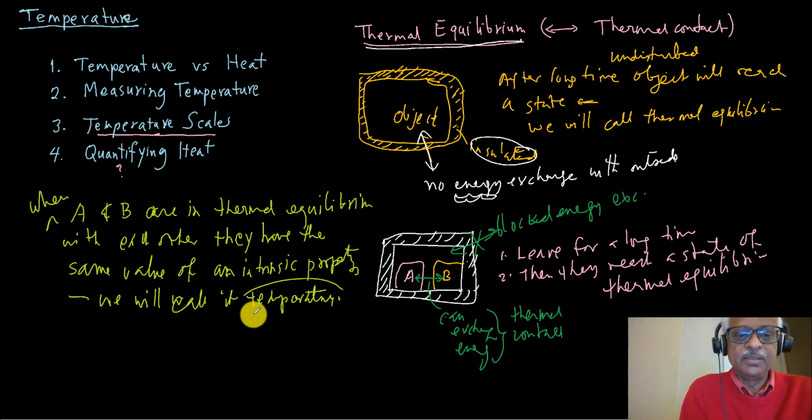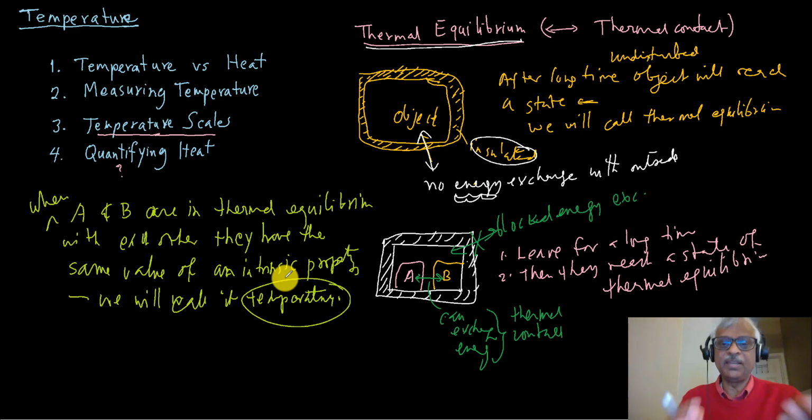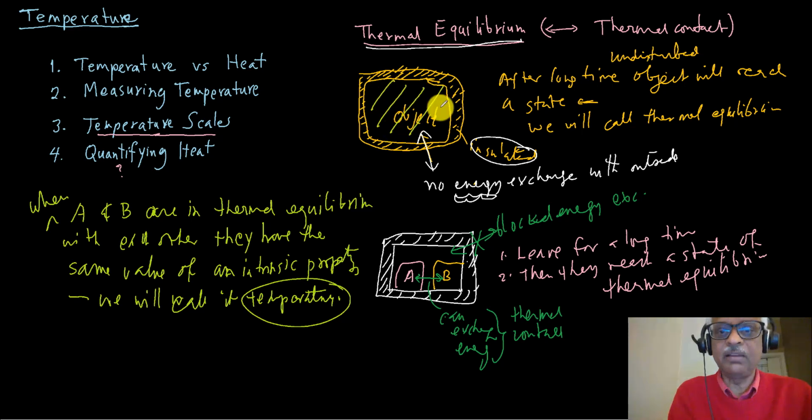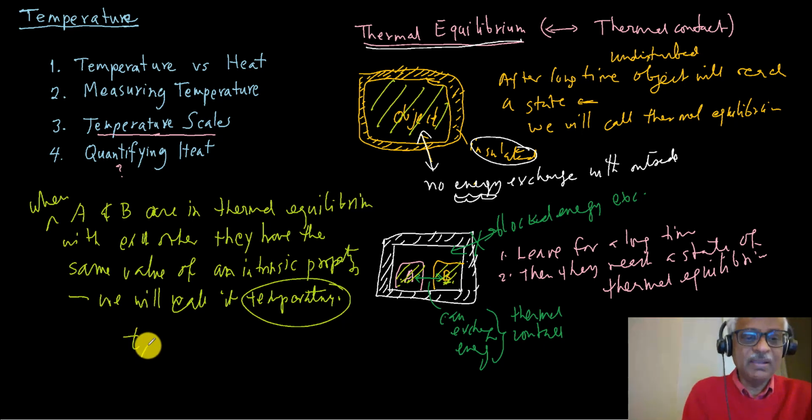So temperature is the property an object has when it is in thermal equilibrium. When it's in thermal equilibrium by itself, it has some temperature which we don't know. We can't compare it with anything else. Over here, both guys are in thermal equilibrium, and they have the same temperature. So I can compare the temperature of A with the temperature of B, and say temperature of A equals temperature of B.